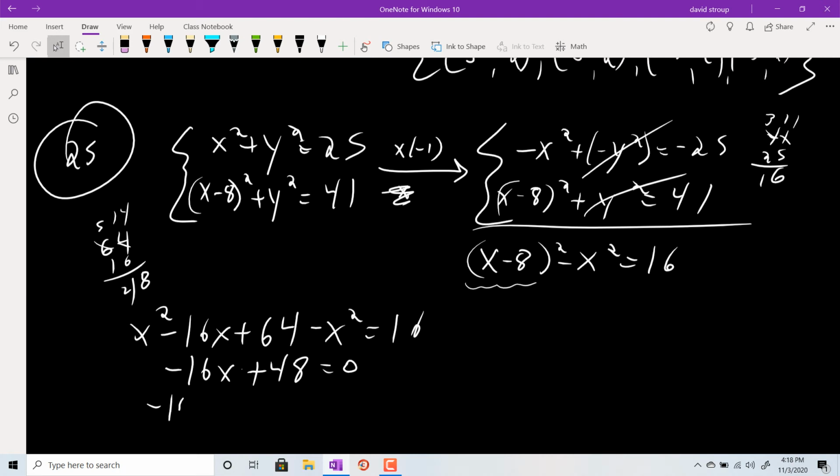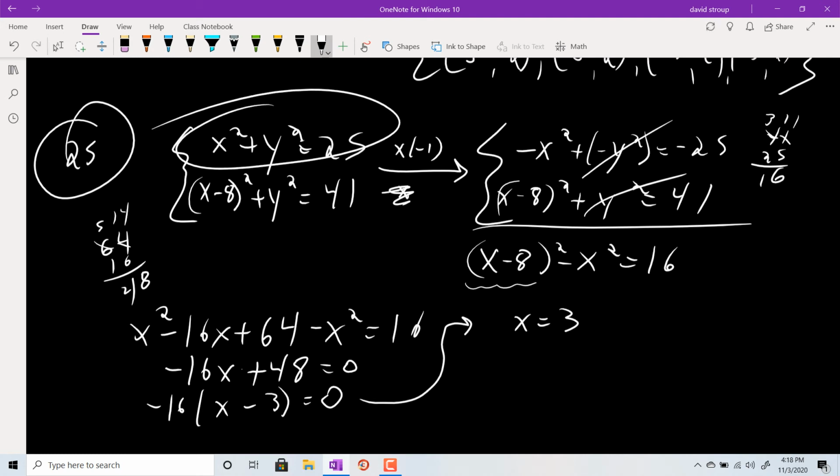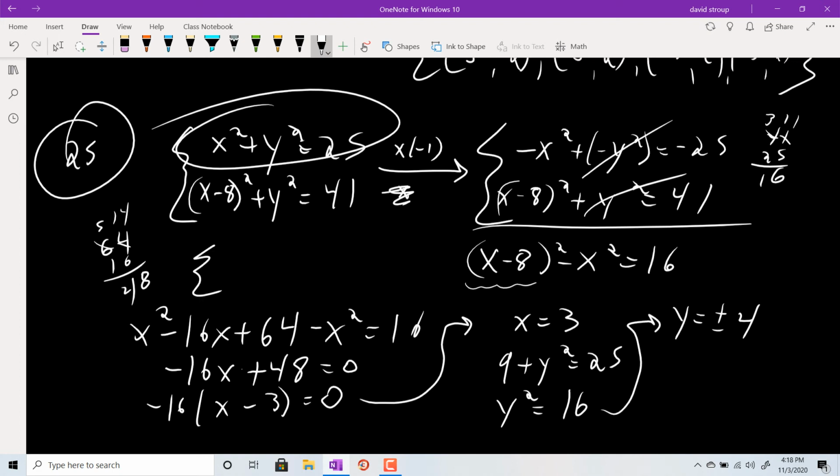Then I can factor out a negative 16. x minus 3 equals 0. Looks like we have x is 3. Okay, plug that back into any equation with both variables. I'll take that guy. That'll be 9 plus y squared equals 25. I get y squared equals 16. So apparently y is plus or minus 4. So we got 3 solutions, really.